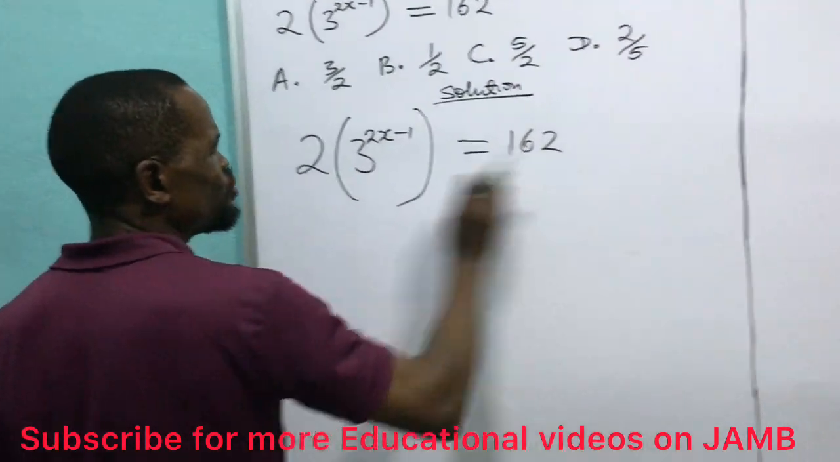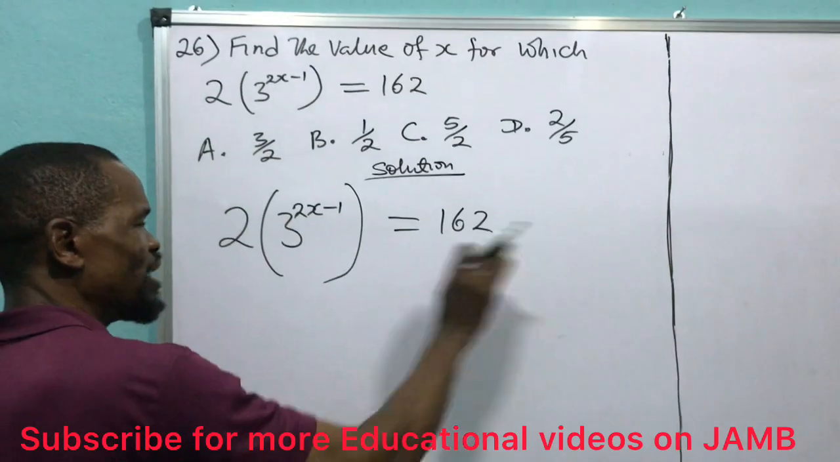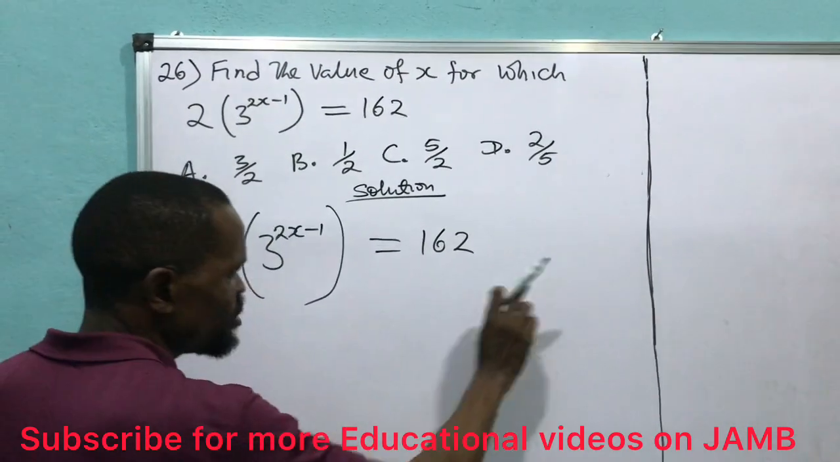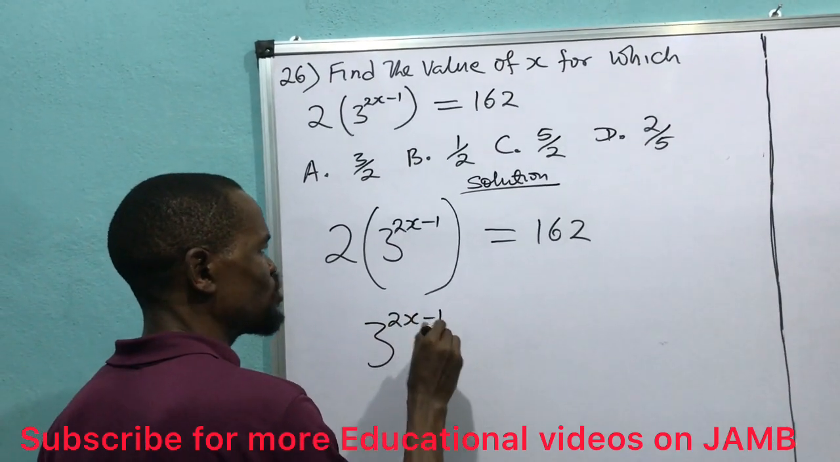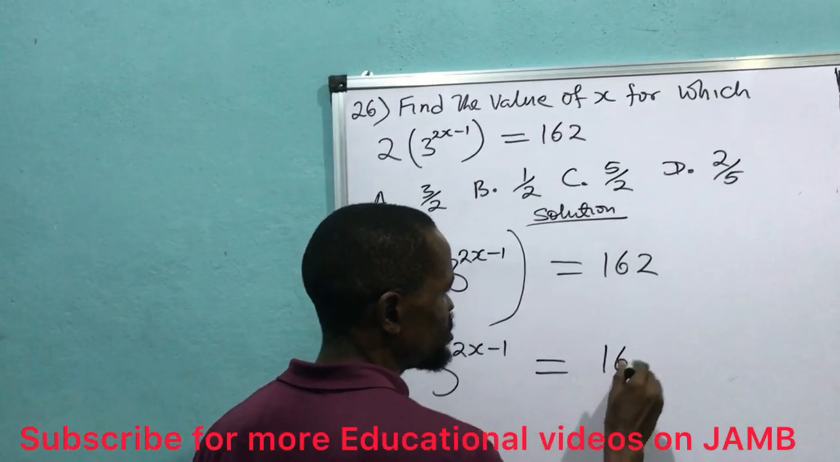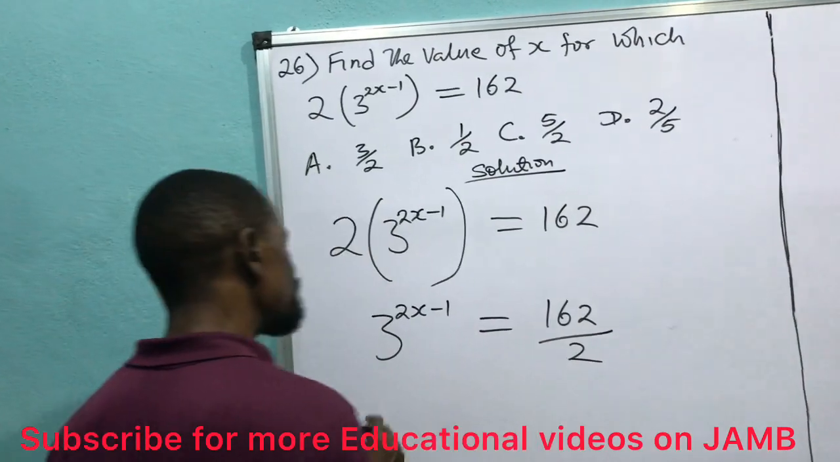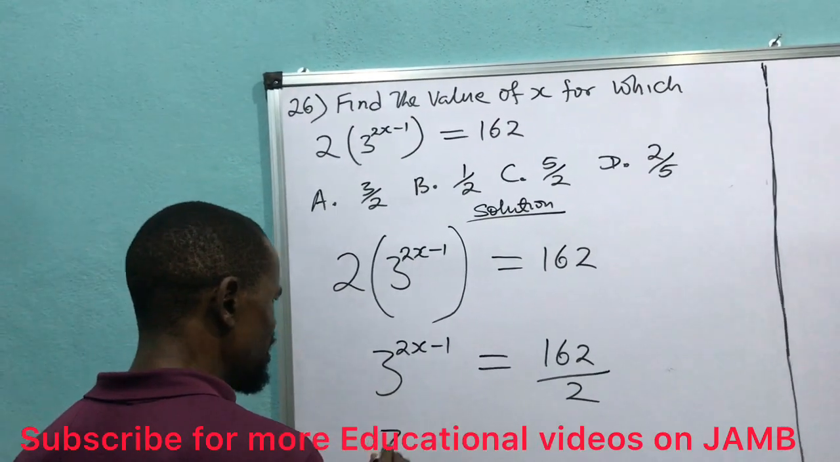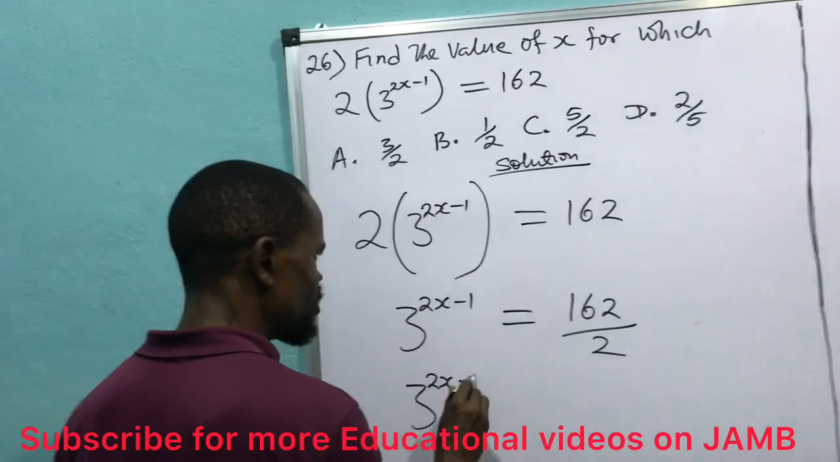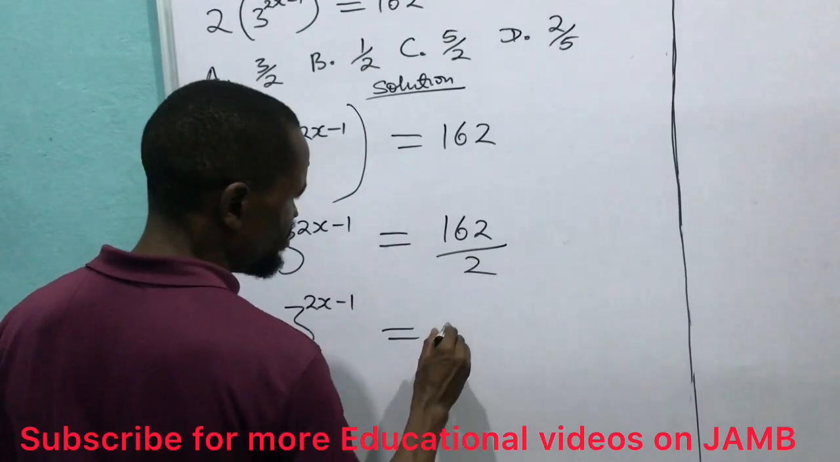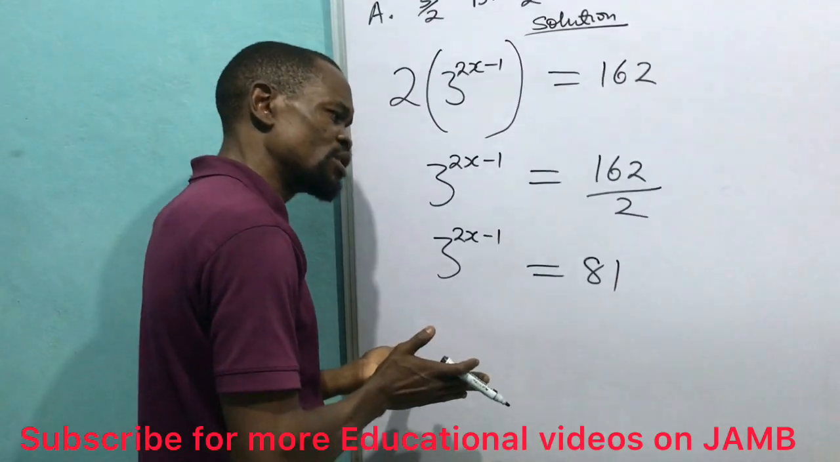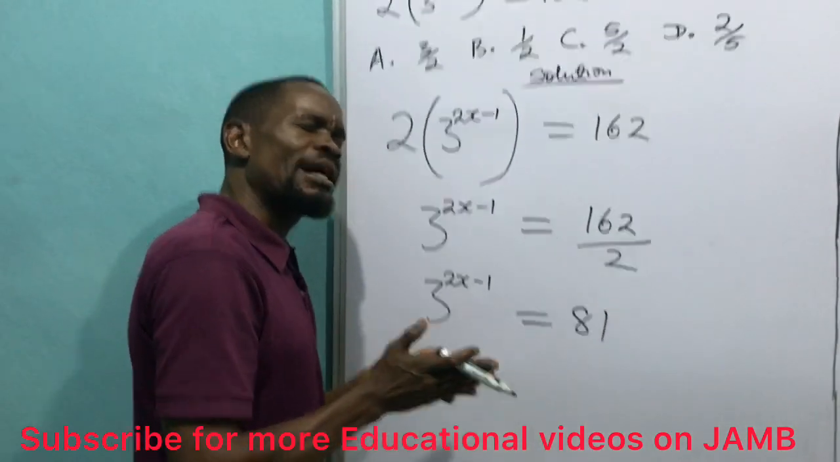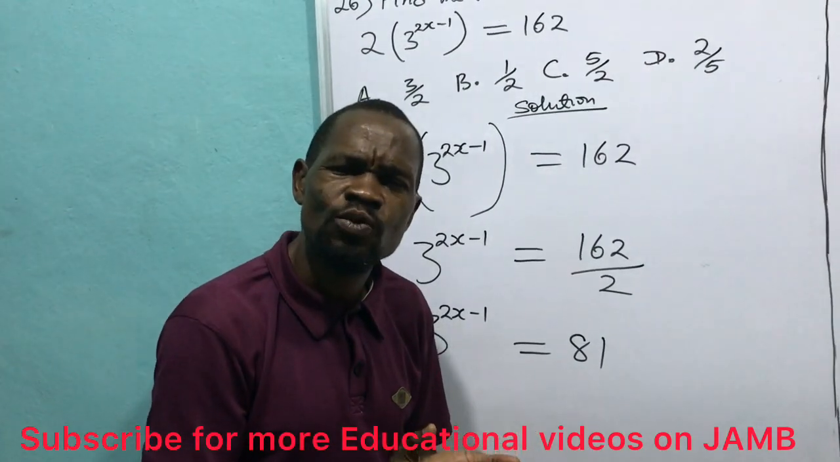I can now divide through by 2. Divide 2 by 2 to clear this 2 here. I will have 3 raised to power 2x minus 1, and that gives me 162 divided by 2. So I will have 3 raised to power 2x minus 1 is equal to 81. And now I have formed this exponential equation. With this, I can now recall my indices equation rule.